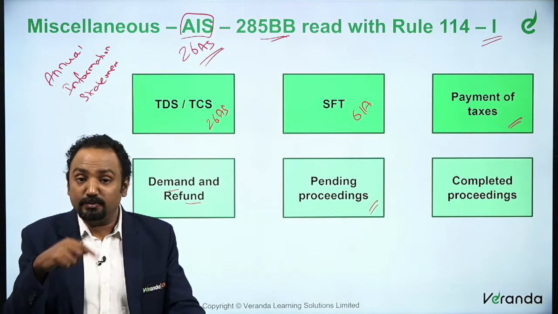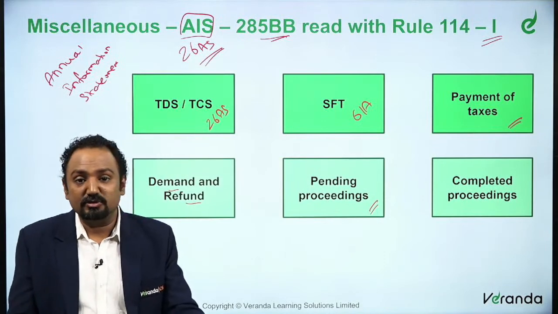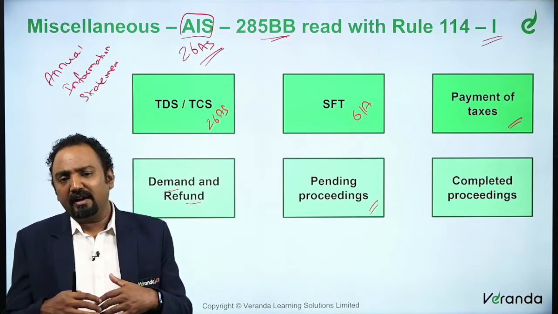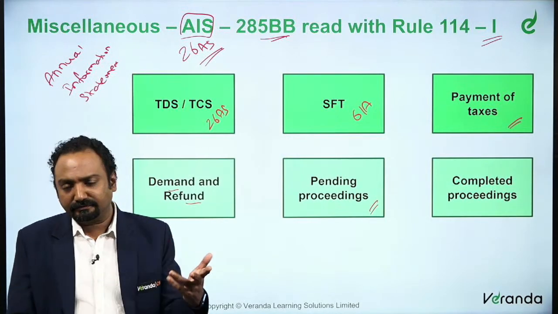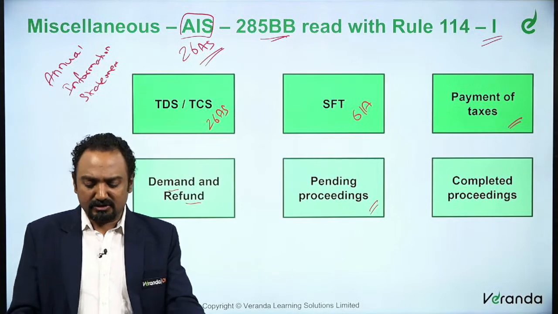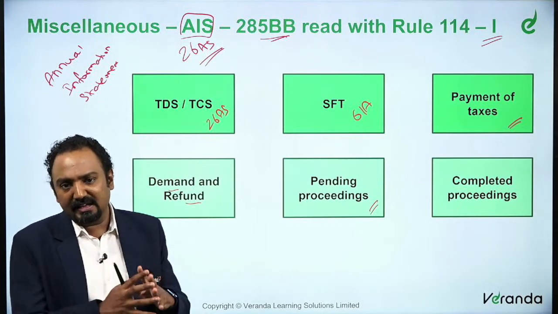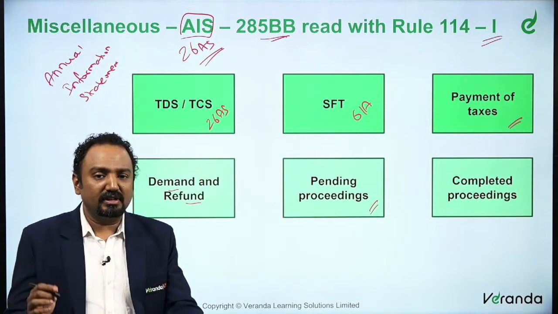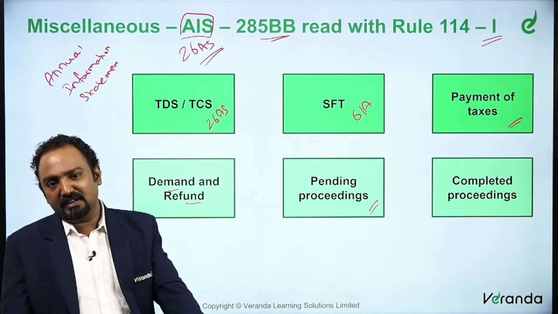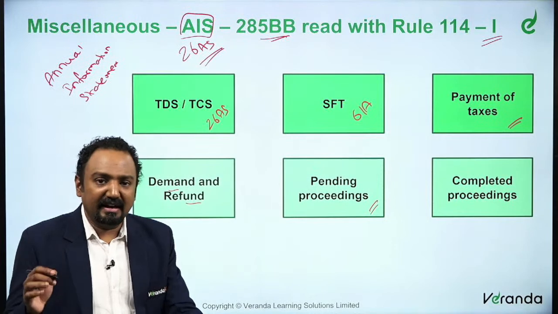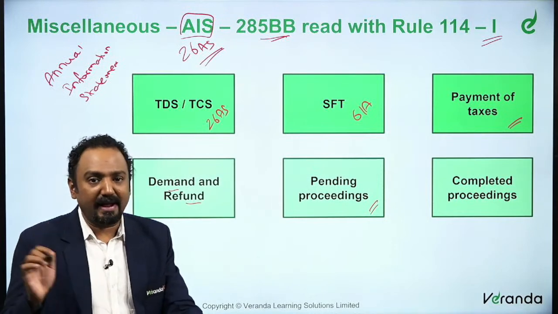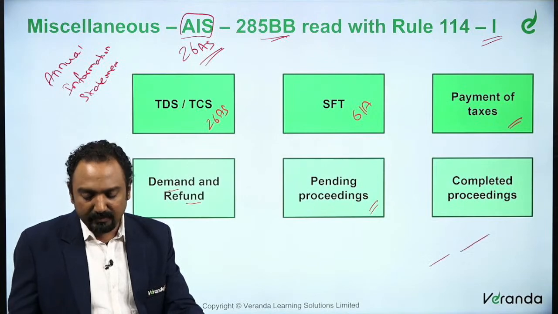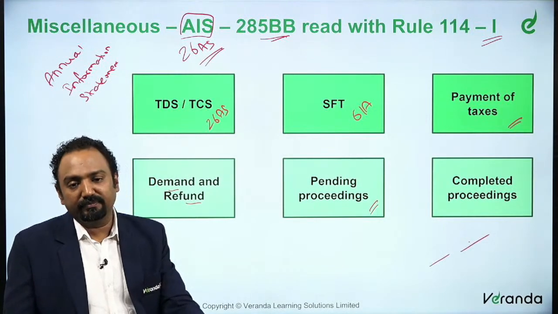So if there is any dispute, there is also a process to raise a dispute and correct it accordingly. Apart from that, you have what are the taxes paid, what are the demand refunds due, and what are the pending proceedings and what are all the completed proceedings. So all this put together is only the annual information statement under section 285BB, read with rule 114I. Now with this, we wind up this chapter of miscellaneous provisions.